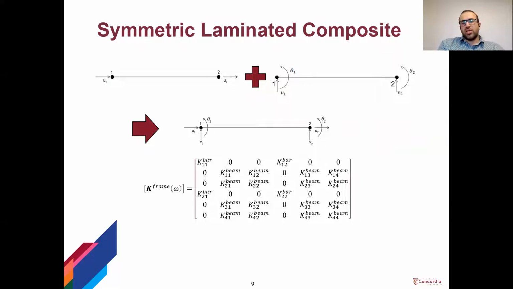Vibration of a symmetric laminated composite beam can be treated as the uncoupled vibration of an isotropic beam and a bar, since the coupled bending-axial terms are removed from the differential equation of motion in a symmetric case. So we just need to calculate the equivalent material properties and model it with a frame element.